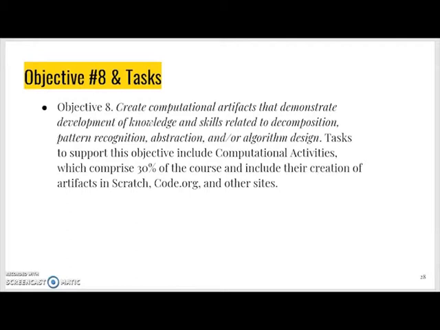And finally, objective number 8, create computational artifacts that demonstrate development of knowledge and skills related to decomposition, pattern recognition, abstraction, and/or algorithm design. So about 30% of the course involves time on task working on the creation of computational artifacts, which can include things like programming in Scratch or doing activities on code.org. And there's a lot of other sites, and I've got a document that I've created with about 50 options for things that they can work on for this, but this is in an ongoing fashion.